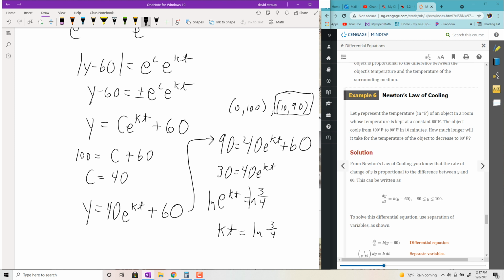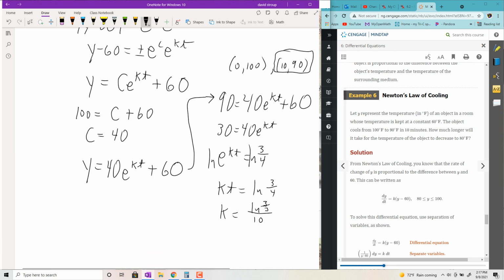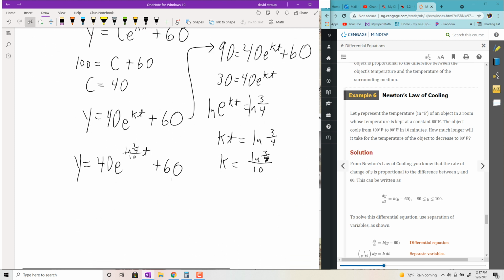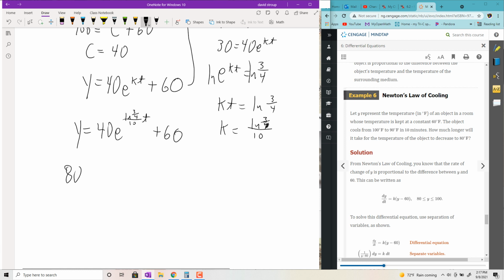Solve for k. So what was t? t should have been 10, so I should have a 10 for t. So I'll just rewrite it now as k equals ln 3/4 over 10. Okay, I forgot to put the 10 in for t. So now I can rewrite my equation officially as y equals 40 e to the ((ln of 3/4) over 10) times t, plus 60. And ultimately, we wanted to know how long it takes for the temperature to go to 80 degrees. So you plug in 80 for y, and then we're solving for t.